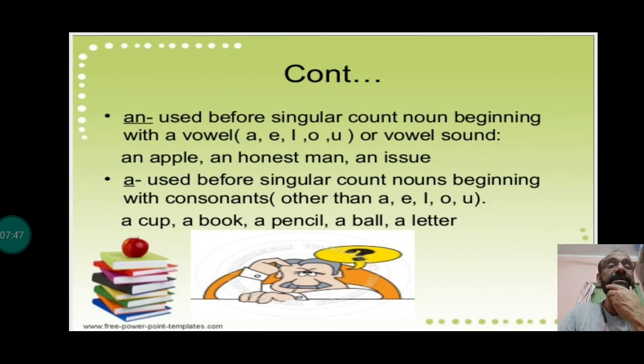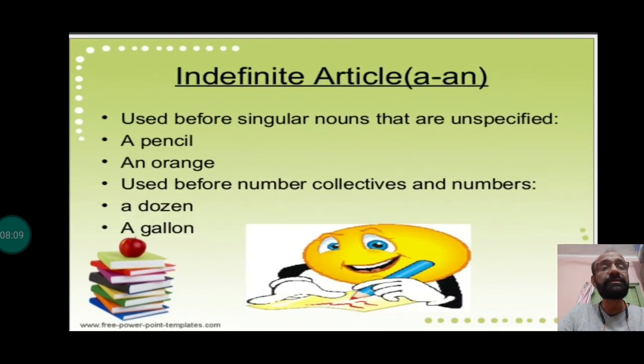An is used before a singular countable noun beginning with a vowel or vowel sound. Basically, vowel sound is the ultimate rule. Vowel may or may not be true, but vowel sound is always true. An apple, an honest man, an issue. A is used before singular countable nouns beginning with consonants other than A, E, I, O, U. A cup, a book, so on and so forth.